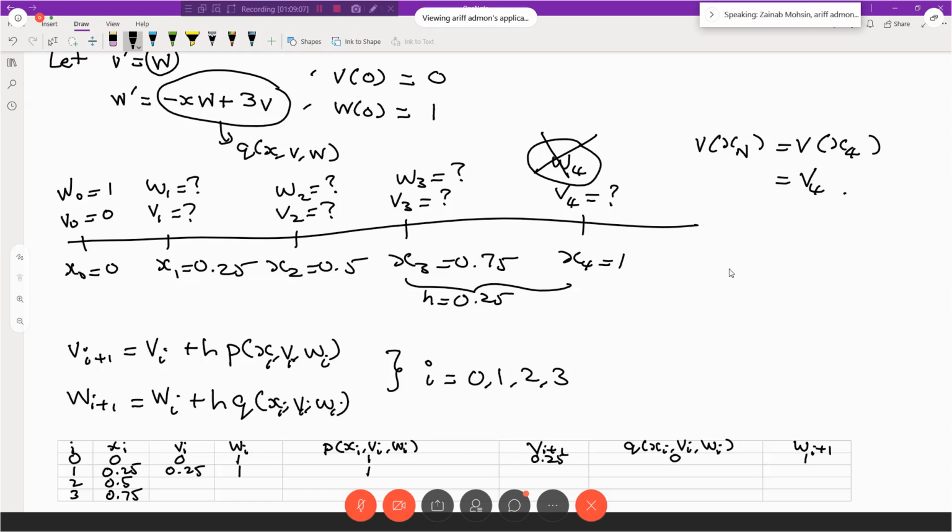Okay, now calculate for V(i+1). This is V1, so now we are calculating V2. What is the value? 0.5. P is 0.5.